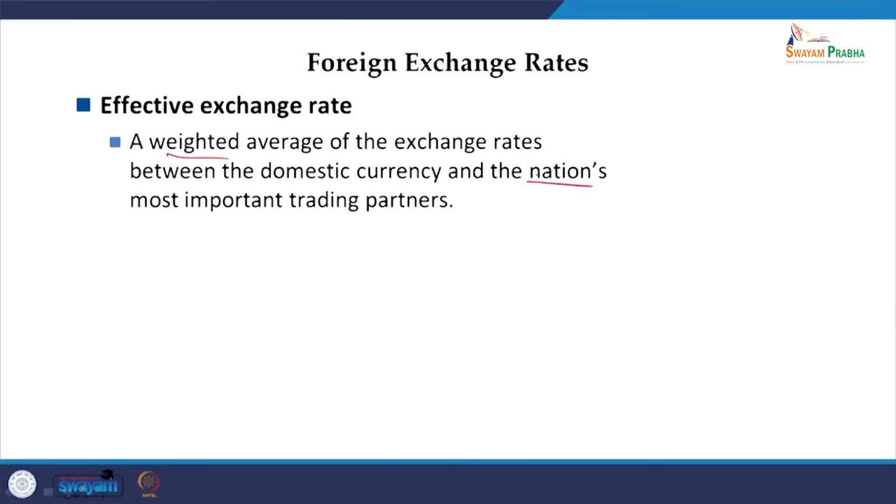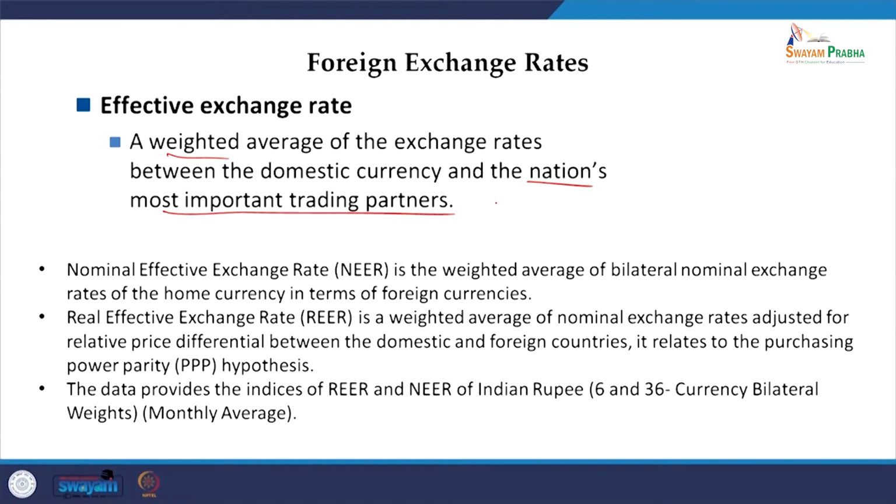Okay. Coming to another type of exchange rate, called effective exchange rate. Effective exchange rate is basically a weighted average of the exchange rates between the domestic currency and the nation's most important trading partners. So, it is a weighted average over the nation's most important trading partners and their currencies. Instead of just referring to dollar or only euro, like India's currency, how many rupees you can purchase with $1. Now, it is not just dollar, but the standard currencies and how many rupees against each of them.